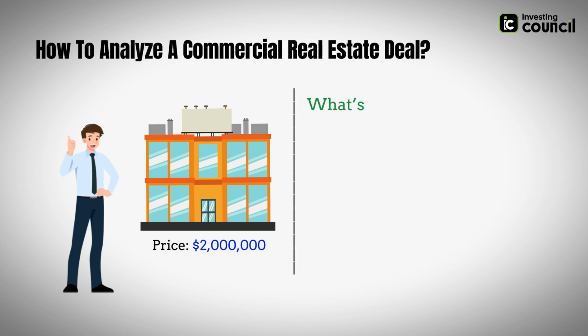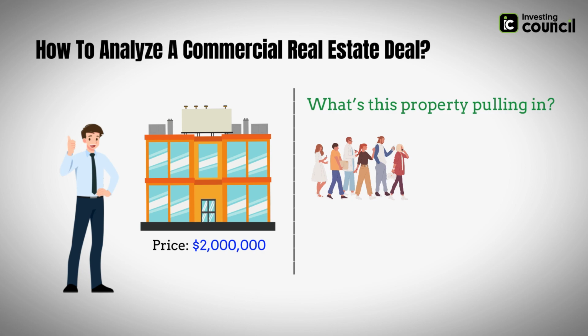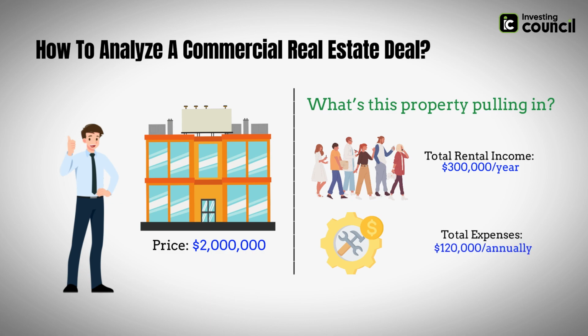First off, what's this property pulling in? Imagine it's got tenants paying rent that adds up to $300,000 every year. That's our total rental income. Now, running a property isn't free. There are costs like maintenance, management fees, taxes, and utilities. For our example, these expenses total up to $120,000 annually.